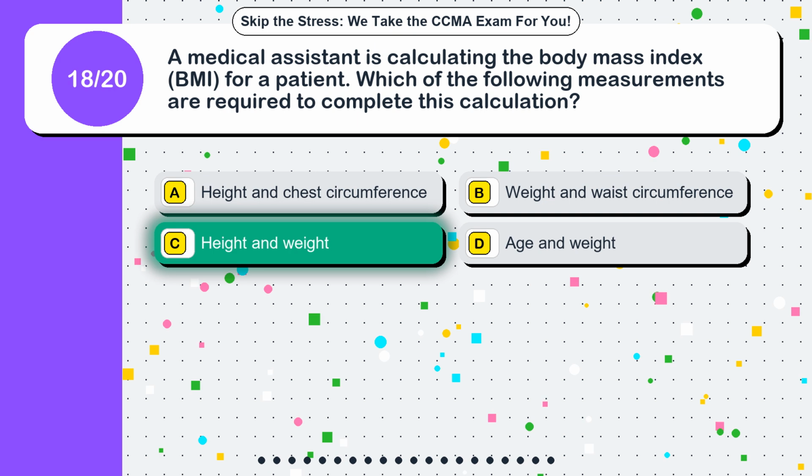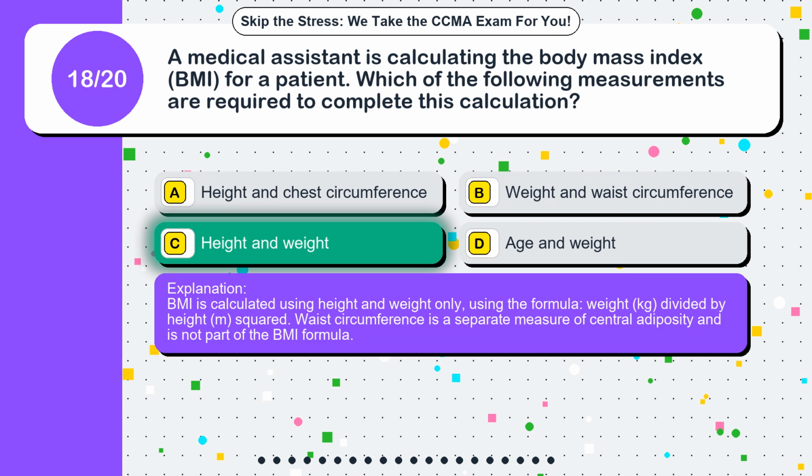Height and weight. BMI is calculated using height and weight only, using the formula weight in kg divided by height in m squared. Waist circumference is a separate measure of central adiposity and is not part of the BMI formula.